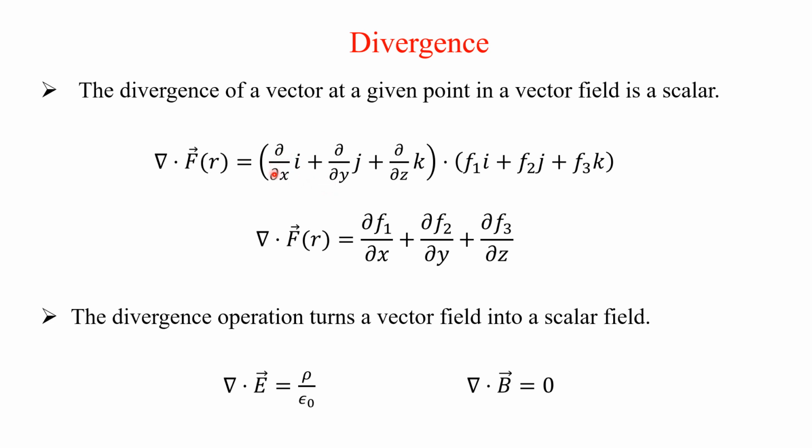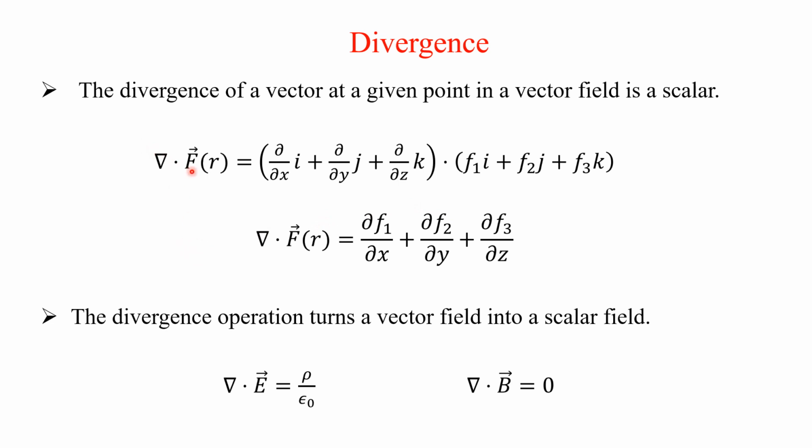If you take the dot product with the del operator, this is the del operator, only i into i will become 1, all other components will become 0. You know the meaning of dot product. So finally you will end up with delta F1 over delta x plus delta F2 over delta y plus delta F3 over delta z. So this is the dot product. Naturally, I need not say it's a scalar. So dot product is a scalar quantity.